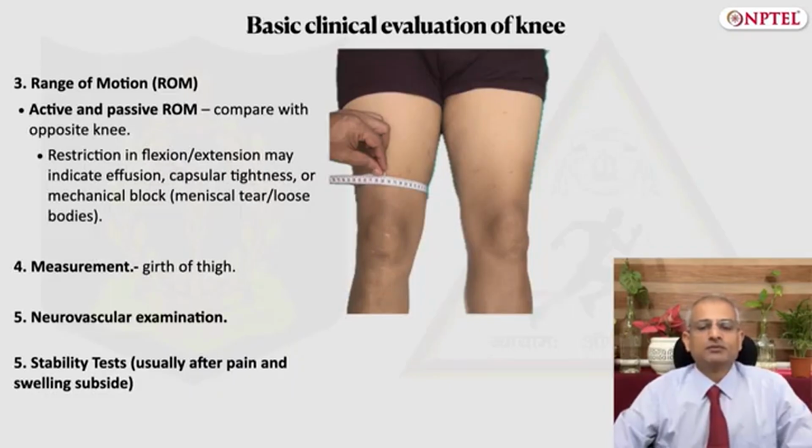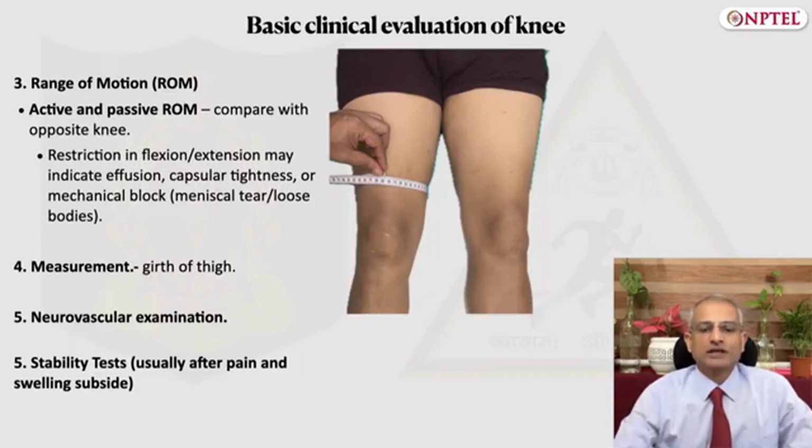This is followed by the measurement of girth and the lengths. The girth of the thigh and calf muscle is important, since any injury to the knee may result in wasting of these important muscles. And as we have learned previously, these muscles which are around the knee, they act as secondary stabilizers or dynamic stabilizers of the knee. So any weakness in them naturally affects the stability of the knee.